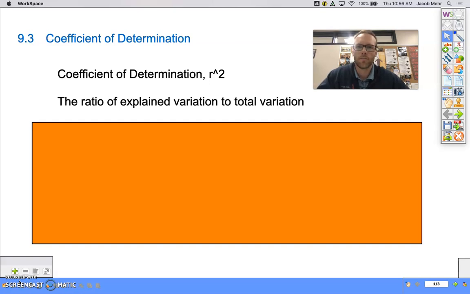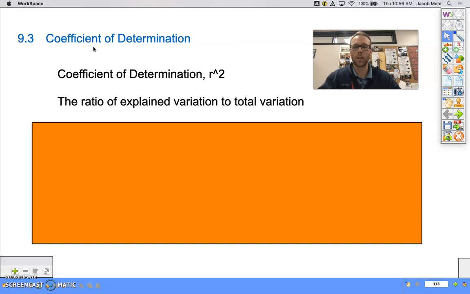Hi, stats folks. So today we're going to look at 9.3. We're not going to do the whole thing. We're just going to look at a very important statistic that can be calculated dealing with linear regressions, and that's called the coefficient of determination, and it's R squared. We're familiar with R being the correlation coefficient.